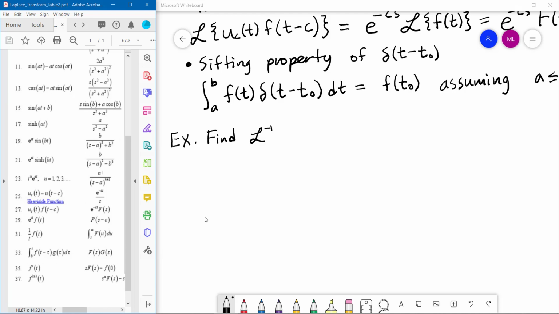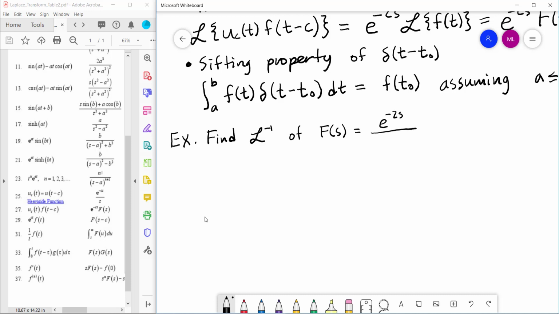So I want to find the inverse Laplace transform of a function that looks like this. It looks like e to the negative 2s over s squared plus s, no, let's do minus 2. Okay, so here's the function I want to deal with.